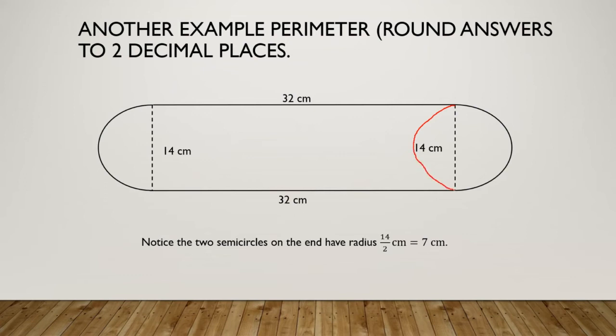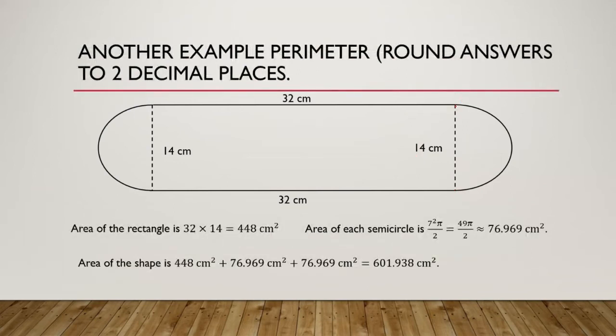I know it looked kind of awful, but hopefully you get the idea. The original circle had radius 7 centimeters. How would you get the area of that? You would do pi times 7 squared. Right? But it's a semicircle, so you divide that by 2. Okay? And that's what we get here.